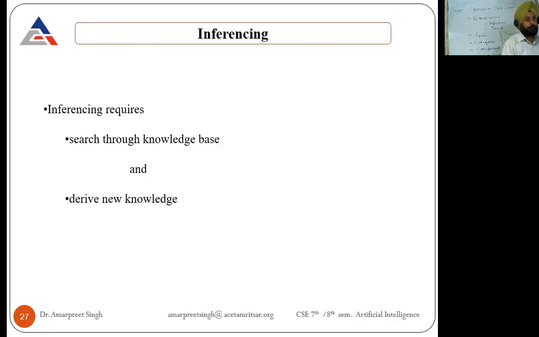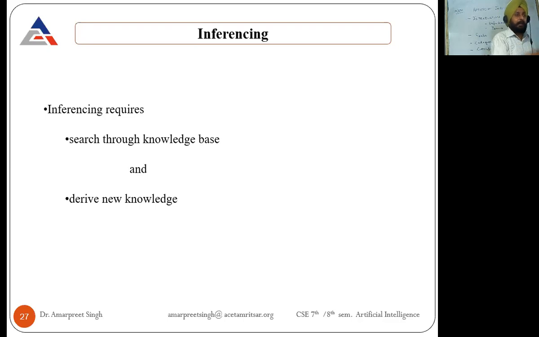Next, inferencing. Inferencing means there is some information present, and from that set of information, what you finally conclude is known as inferencing. What you take out from the given information, what decision you finally make, is known as inferencing. So for decision making, inferencing requires a search through the knowledge base.